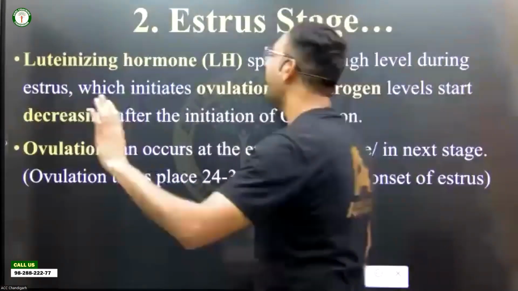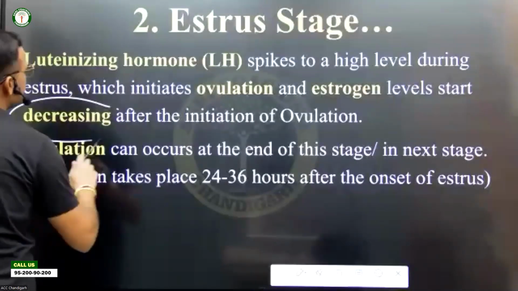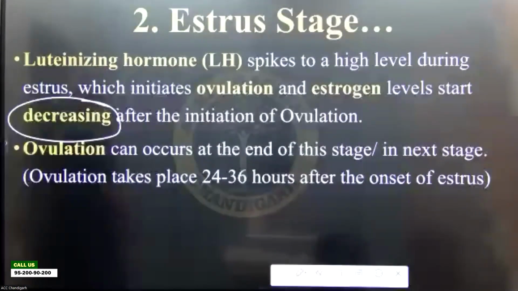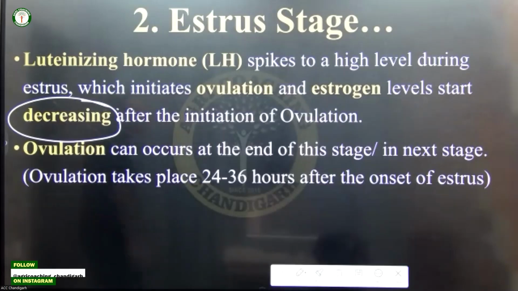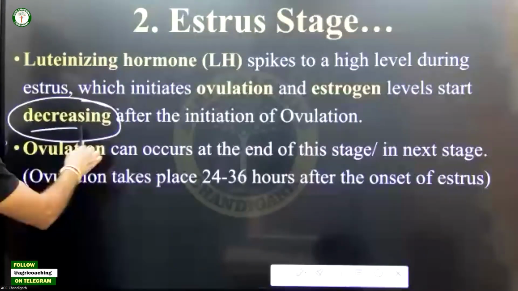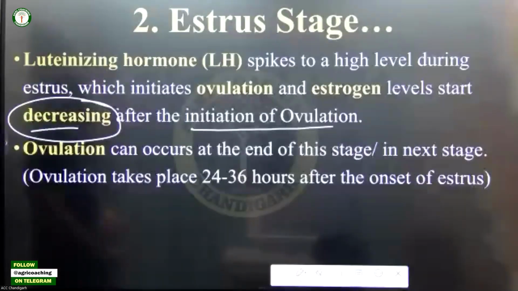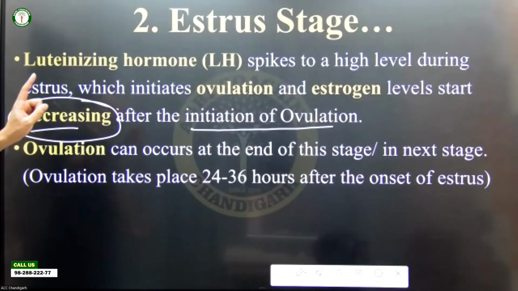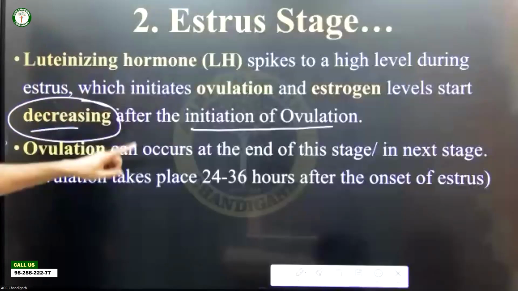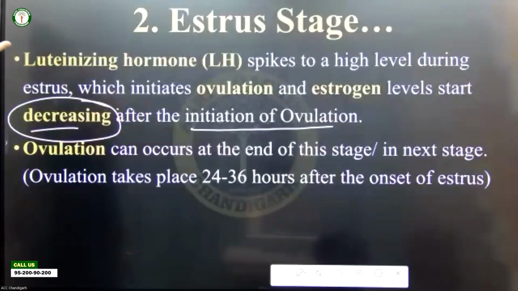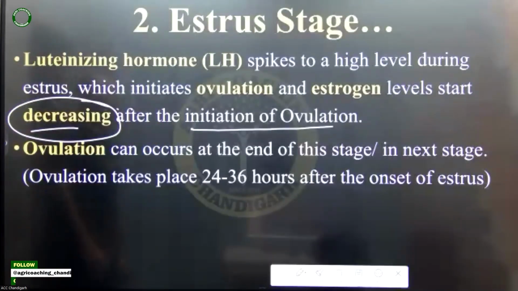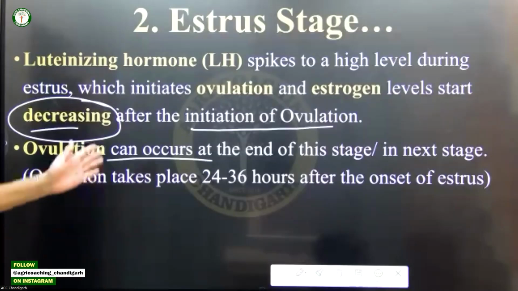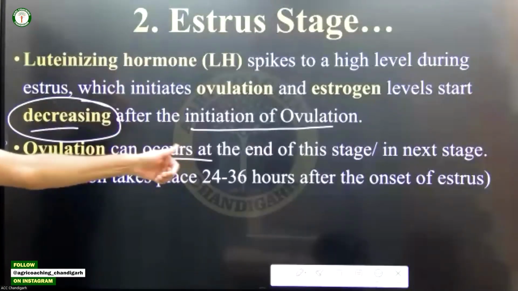Finally, now we will move to the next stage. Why? Because estrogen is about to say bye-bye. And once the estrogen says bye-bye, now the progesterone will say hi. So progesterone will come once the estrogen goes, so estrogen levels start decreasing after initiation of ovulation. Ovulation has not yet started. Ovulation will happen in the next stage, but heat has been done. Ovulation is about to start. Estrogen level is decreasing. Ovulation can occur at the end of this stage, or say in the next stage.